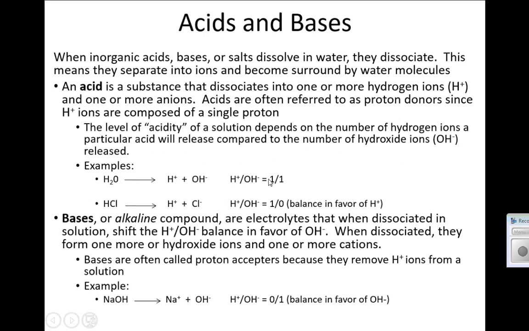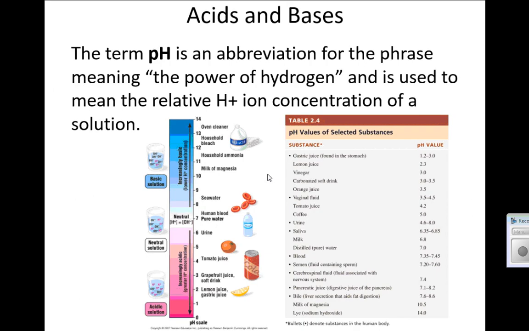Now, water, since it doesn't shift it either way, it's 1 to 1. Let's not say balance it one way; let's say shift it one way. It does balance it. So, is water an acid? No. Is it a base? No. Water in its pure form is neutral, which is 7.0 on the pH scale. The pH scale is how we describe whether something is an acid, a base, or is neutral.